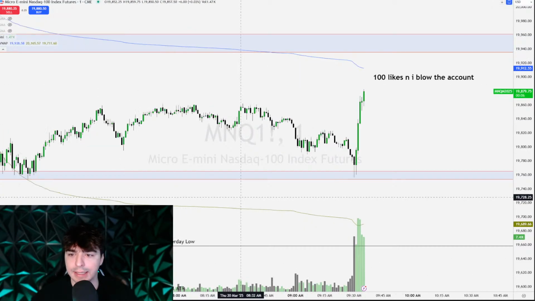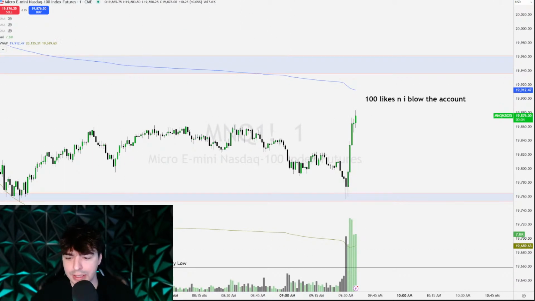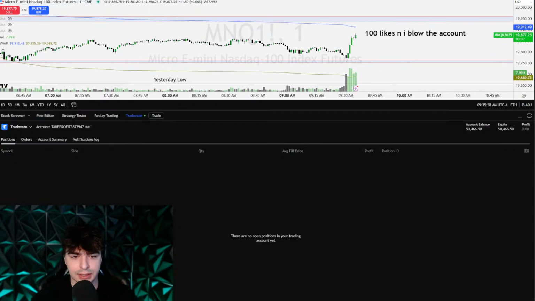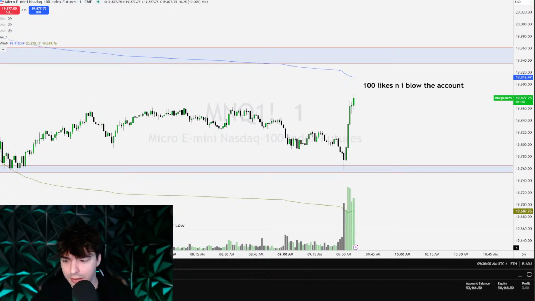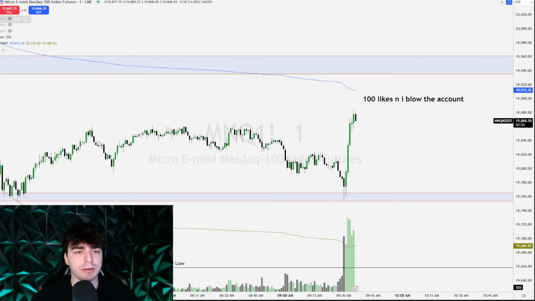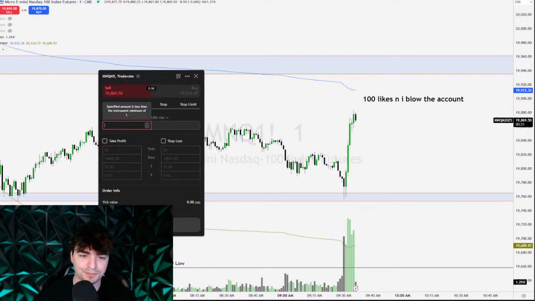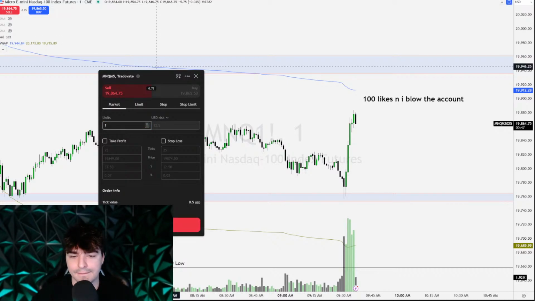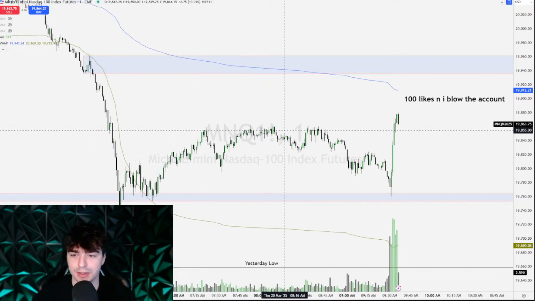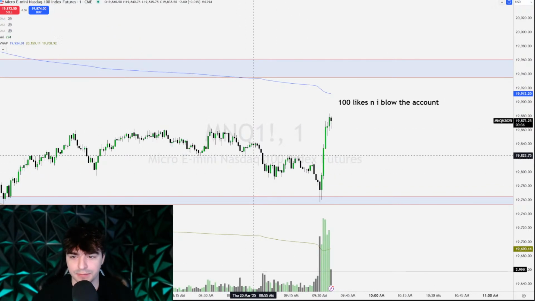And yesterday I was a little bit oversized, so today we're going to be trading micros. Make sure we're on the micros here, and if I hit sell, we're only trading one. Wish I could do 0.1. So we're trading micros, probably not going to trade as big as yesterday, but who knows? Sometimes I can't help myself.